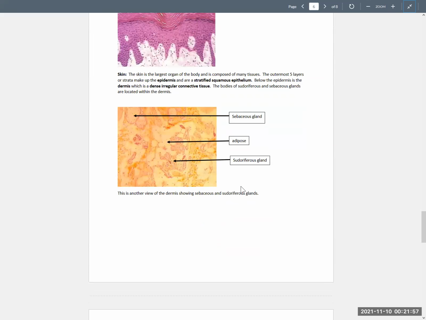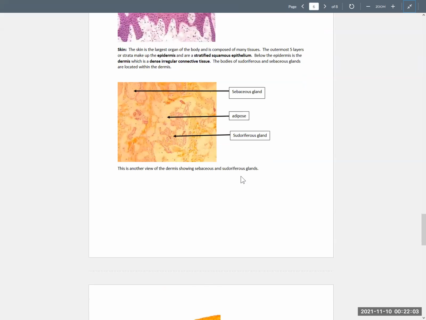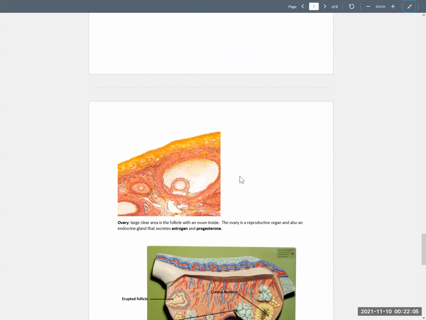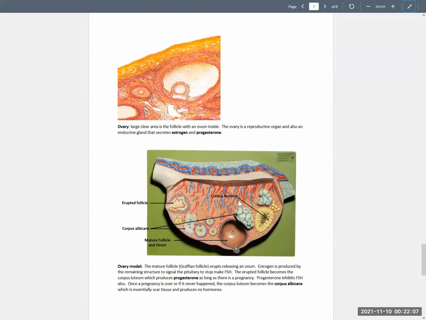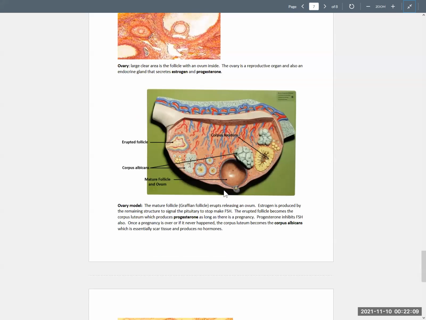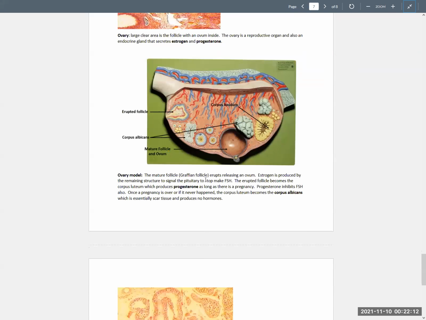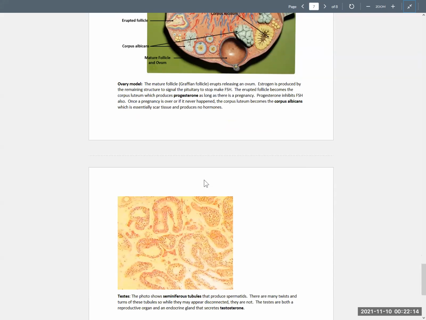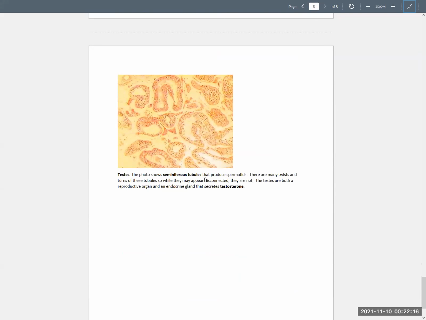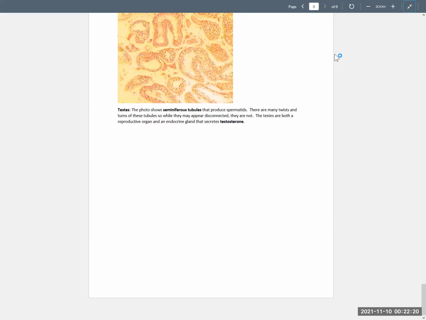I'm not trying to lecture too much. I'm trying to give you some hints as we go through. The reading really is up to you. Here's the ovary and the ovary model. Okay. Anything you can find time for is going to make time for you. And here's the seminiferous tubules that are found in the testes. And I think that's the end of that one.